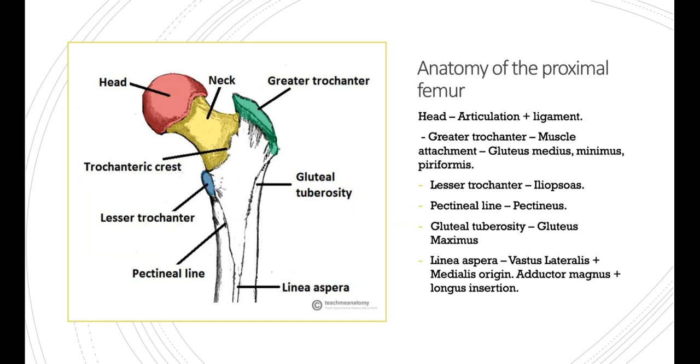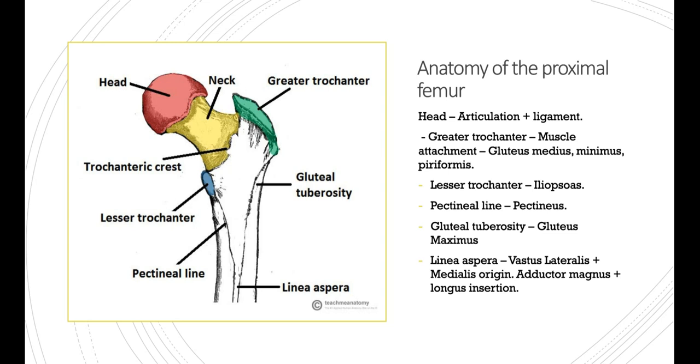The proximal femur has a head which is covered in articular cartilage, and inside the head is a little indentation called the fovea capitis, and that's the origin of the ligamentum teres, which attaches to the hip. And also this articulates with the acetabulum of the hip bone. The greater trochanter of the femur is located laterally, and this is also a site of attachment for muscles, including the gluteus medius, the gluteus minimus, and piriformis muscle.